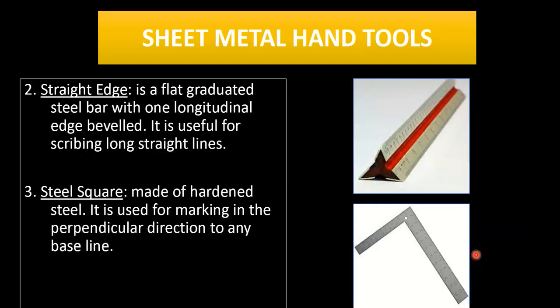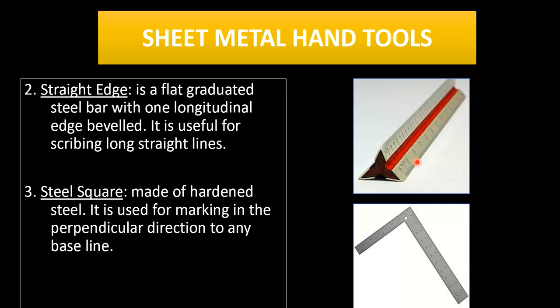So after these tools, the next hand tool is the straight edge. It is a flat steel bar and it is having beveled edges. This kind of straight edge is used for drawing straight lines, or for marking the layouts on the sheet metal.